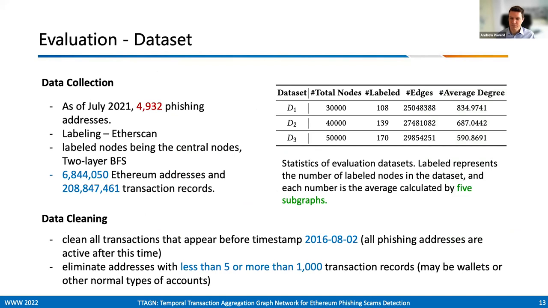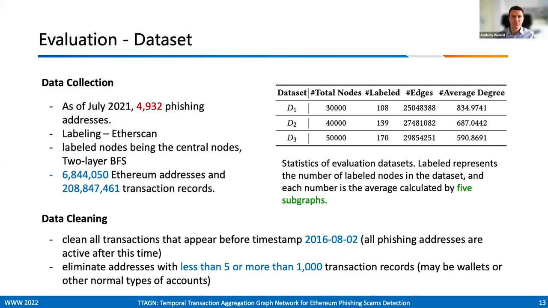We crawled account labels of phishing from the Ethereum label cloud of the authorized website Etherscan. As of July 2021, 4,932 addresses have been verified to be phishing addresses. With these labeled nodes being the central nodes, we extract their first order and second order neighbors, and the transactions between all of them through the API provided by Etherscan. Finally, we obtain massive data.